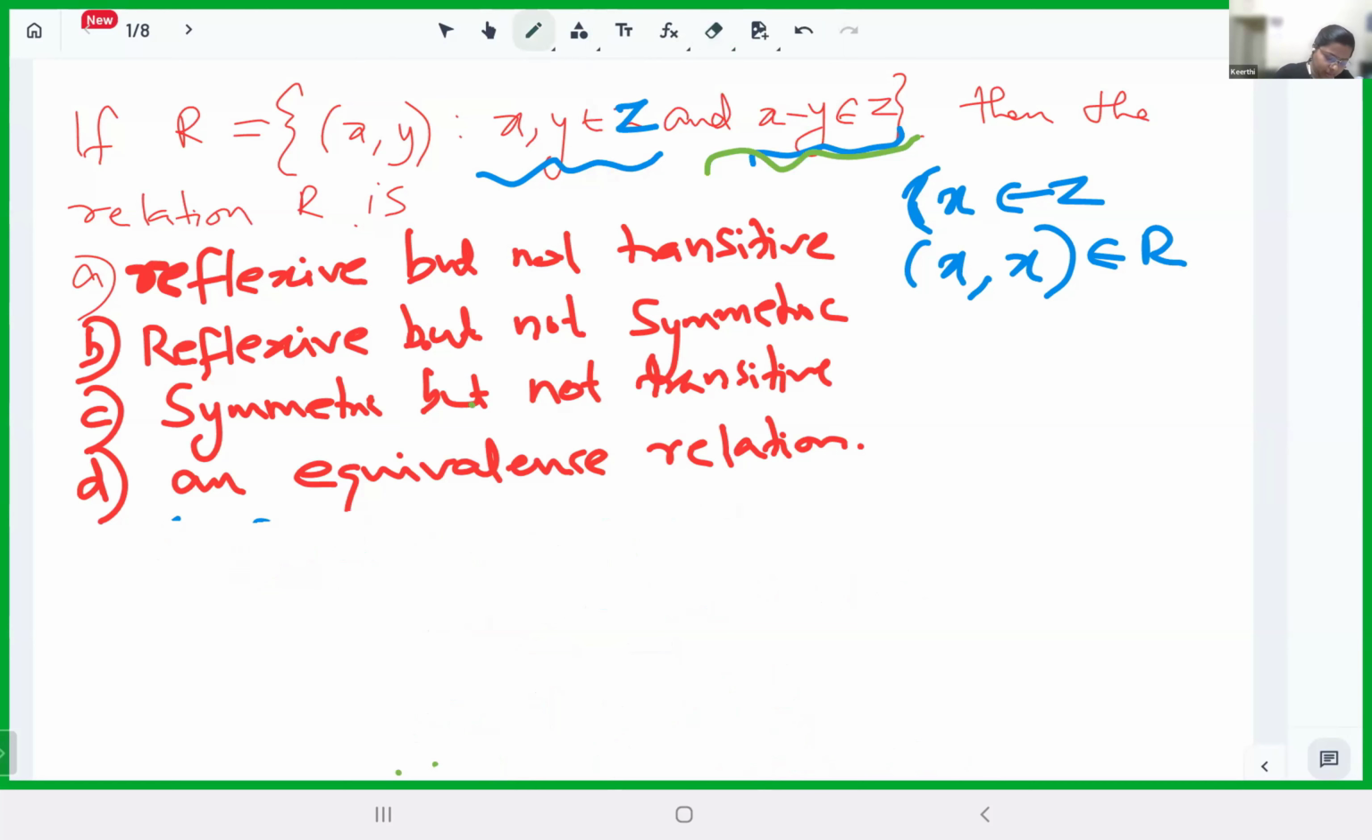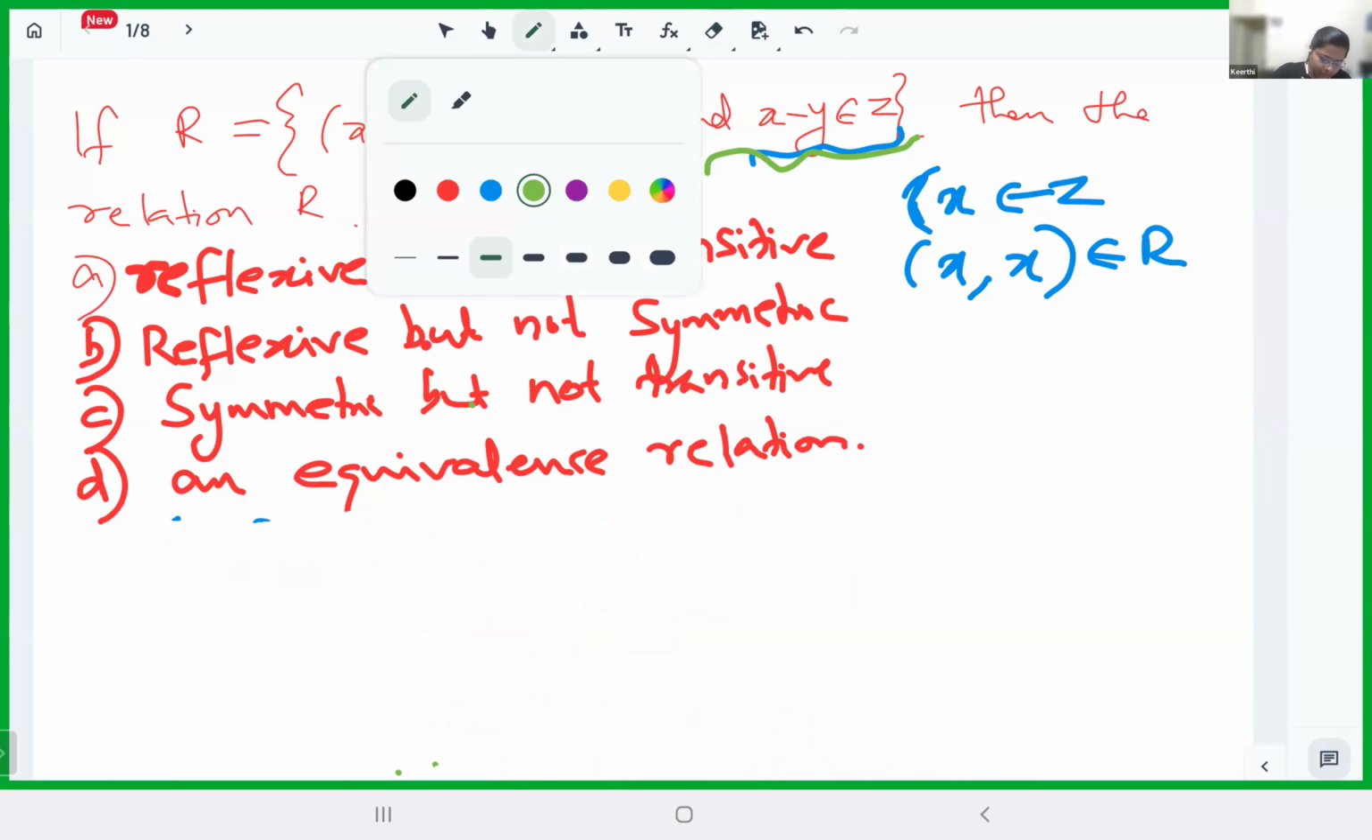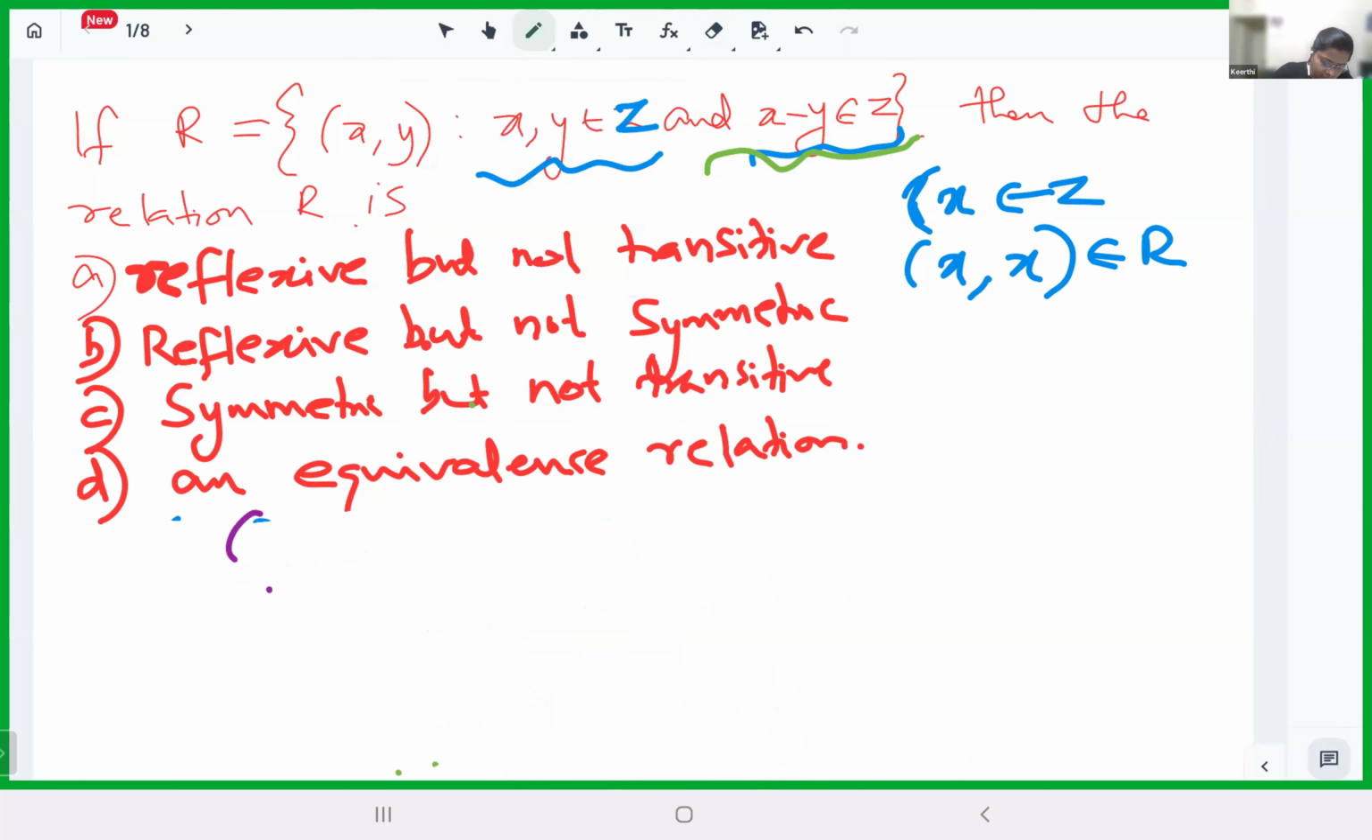For a relation to be symmetric, what is the condition? That is, if (x, y) belongs to R, then (y, x) should belong to R. So this is the condition. If the given relation is symmetric, then if (x, y) belongs to R, then (y, x) should belong to R. All right, so I'm taking, let (x, y) belong to R.